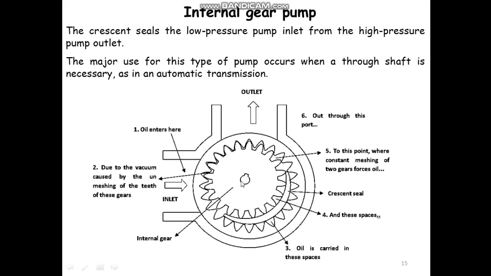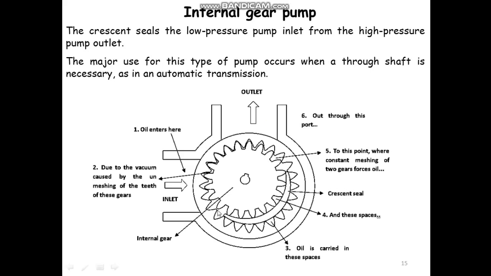Along with that, they have eccentricity. That is why we need a crescent seal. This crescent seal is used to bridge the gap between the addendum of the internal gear and the addendum of the external gear. If this crescent seal is not present, then there is a gap between the addenda, and this gap will make this pump a non-positive displacement pump, and thus liquid from the higher pressure area will leak back to the lower pressure area if the load or pressure increases. So to avoid this, the crescent seal is used.